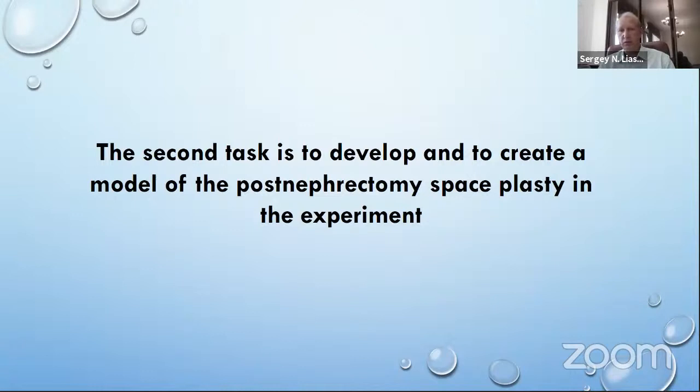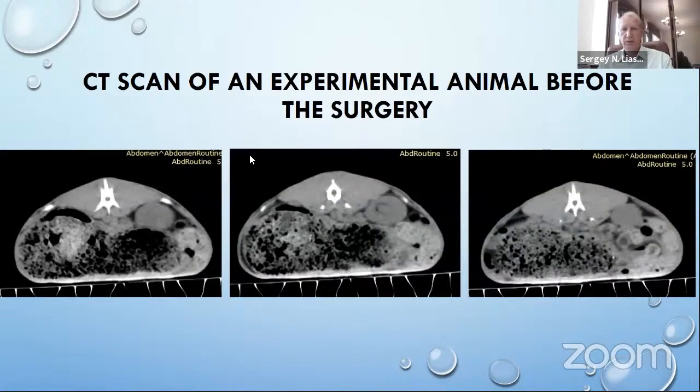The second task is to develop and create a model of the post-nephrectomy space plasty in the experiment. Here is a CT scan of the experimental animal before surgery, and this series of CT grams looks at the superior pole of the kidney, medial level, and inferior, and you do this research with a procedure for morphometry of the kidney and retroperitoneal space. Because after the operation, you make an implantation in this region, this area.